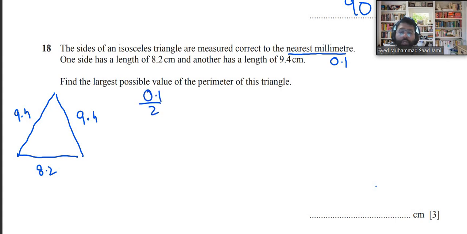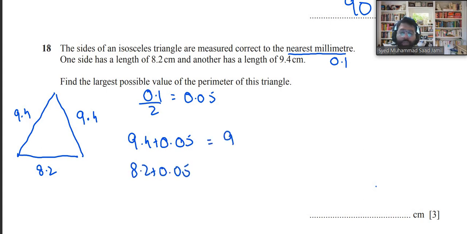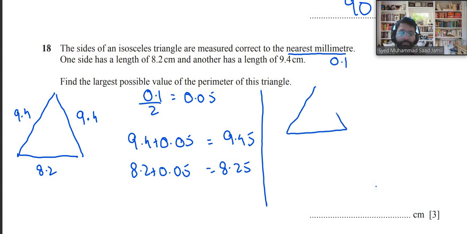So we will do what? 0.1 divided by 2, it's 0.05. So we will do 9.4 plus 0.05 and 8.2 plus 0.05. So this becomes 9.45 and this becomes 8.25. So now our triangle is like this: 9.45, 9.45, 8.25.